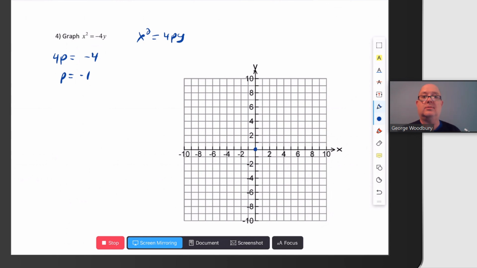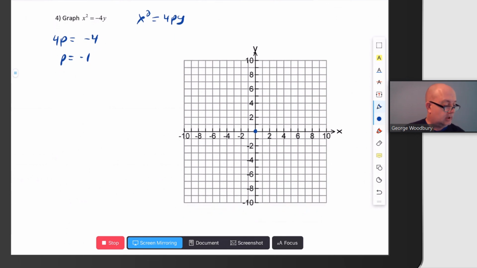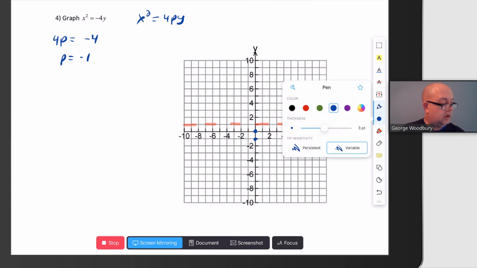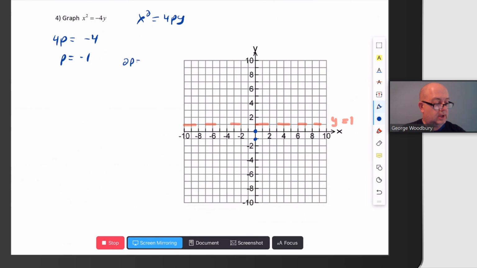We'll talk about what happens when the vertex is somewhere else in a later video. The focus is 1 below. The directrix is 1 on the other side, so that's at y equals 1. Ignoring the sign for p, 2p would be 2 times 1, or 2. I can move 2 to the right and 2 to the left of the focus. And there's a quick sketch of that parabola.